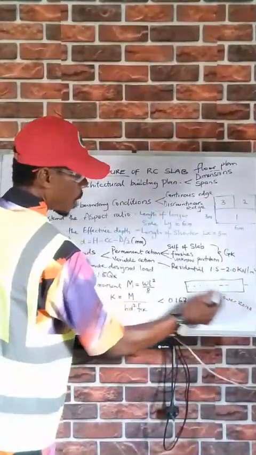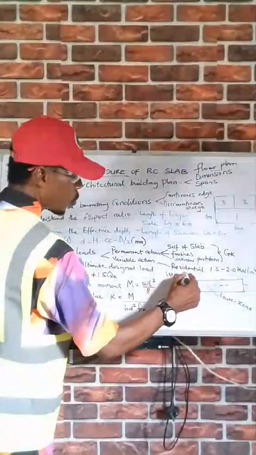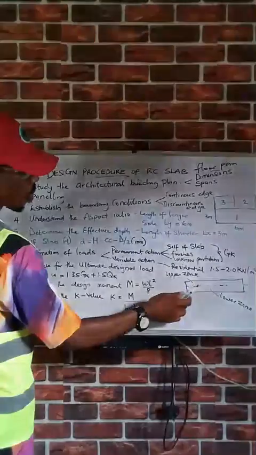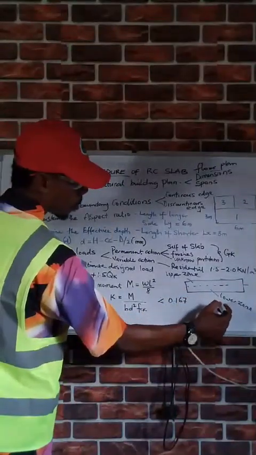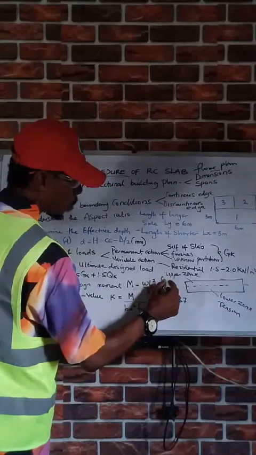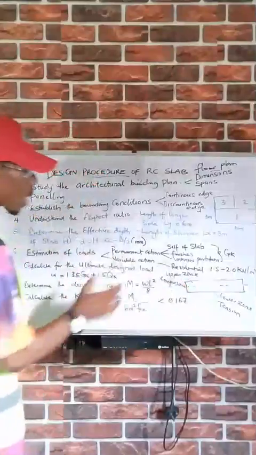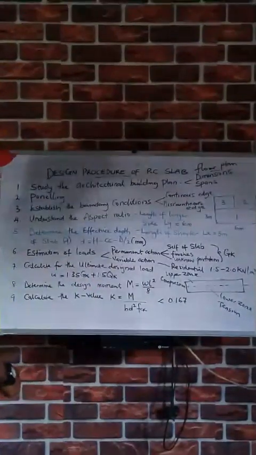Okay, this is the upper zone. We have the upper zone, which usually is in compression, while the lower zone is usually in tension. So we try to design for tensile reinforcement.